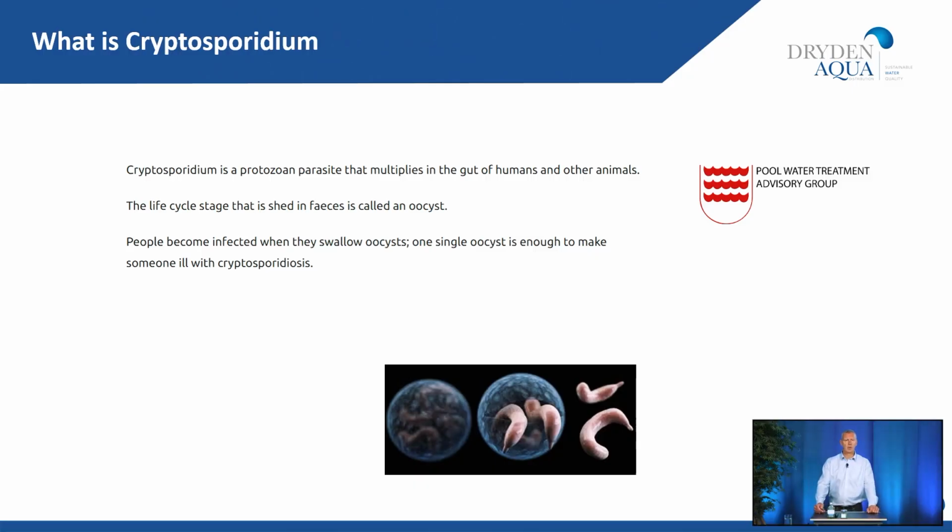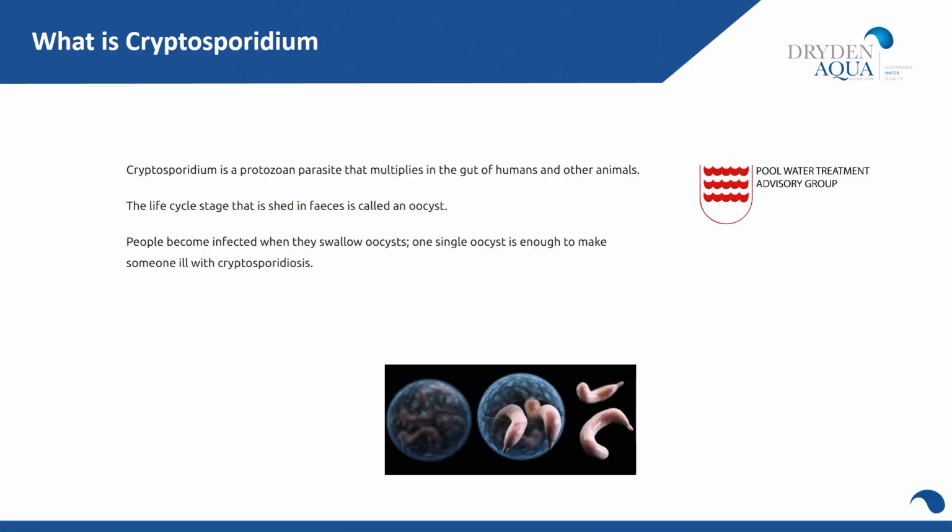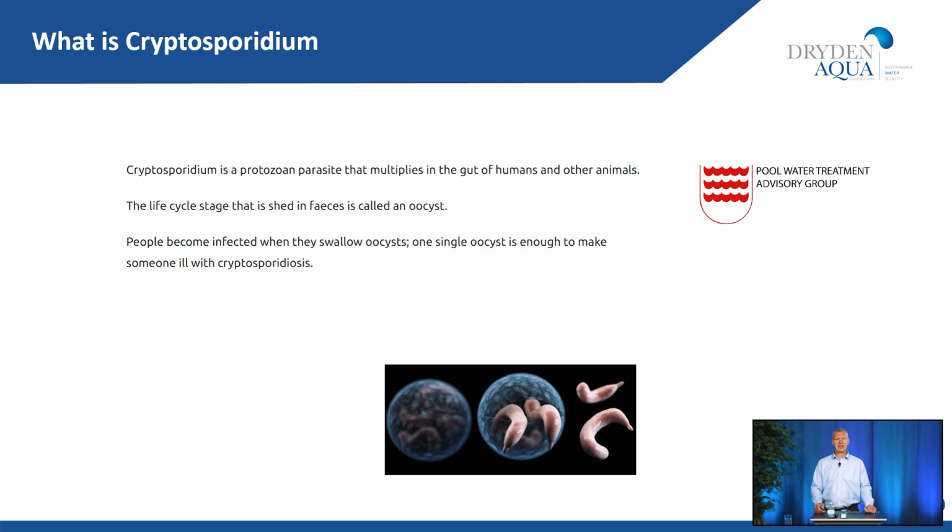Okay, so what is cryptosporidia? Well, the Pool Water Treatment Advisory Group, PWTAG, in the UK, have this written in their standards. Cryptosporidia is a protozoan parasite and multiplies in the gut of humans and other animals. The life cycle stage that is shed in feces, I know it's not a pleasant subject, is called an oocyst. And people become infected when they swallow these oocysts. One single oocyst is enough to make someone ill with cryptosporidiosis.